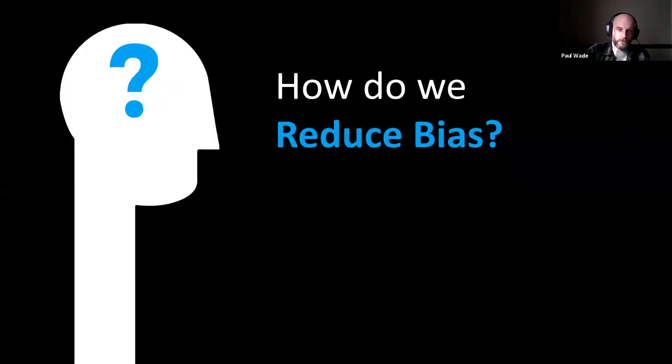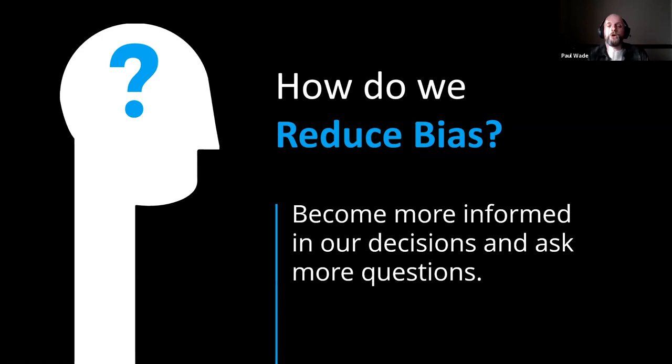So to finish up, I'm just going to talk very briefly about how we can reduce and avoid bias going forward. There's been a lot of research into this, almost as much as there has been into bias itself. And there are some very interesting papers and academic research out there that I'm not going to get into now. I don't want to bore you with the details. But the very simple and arguably oversimplified way of reducing bias is to become more informed in our decisions and ask more questions.